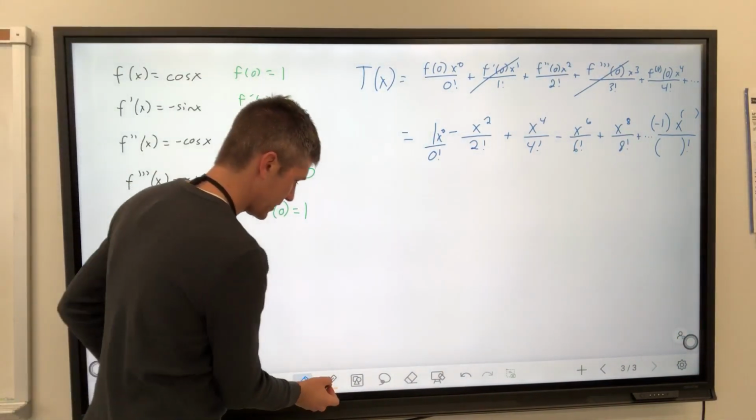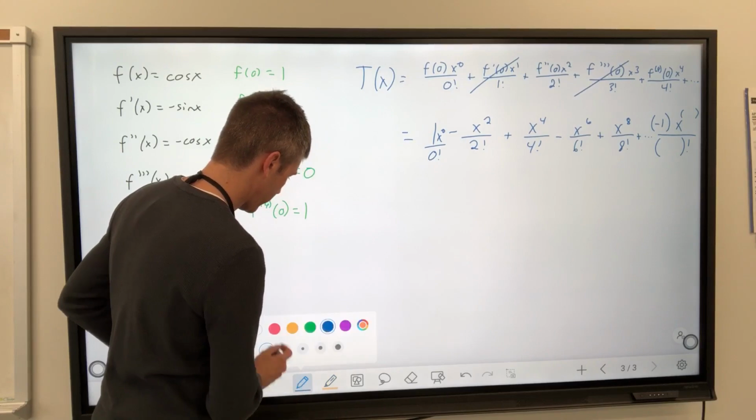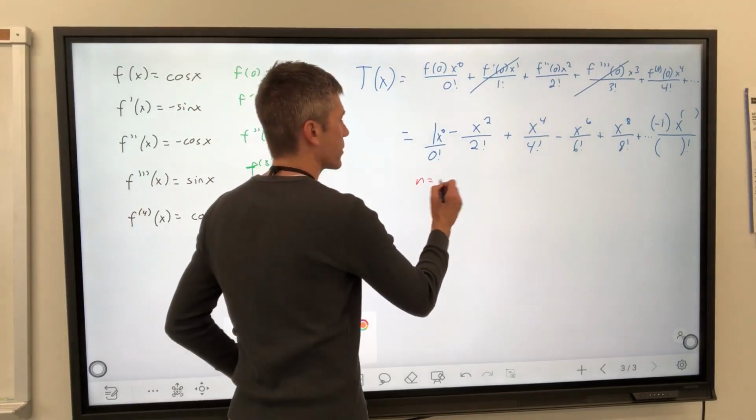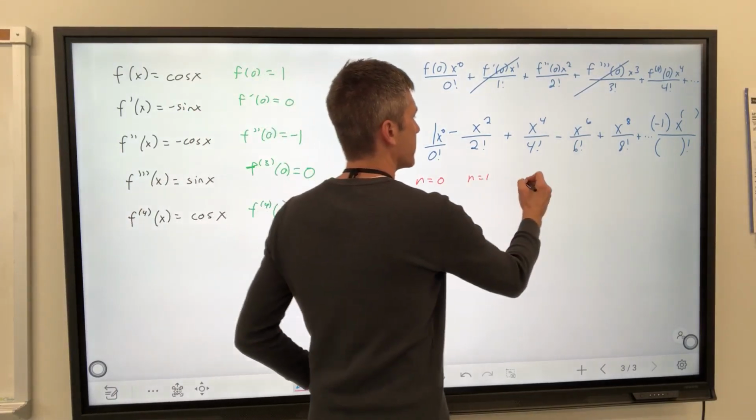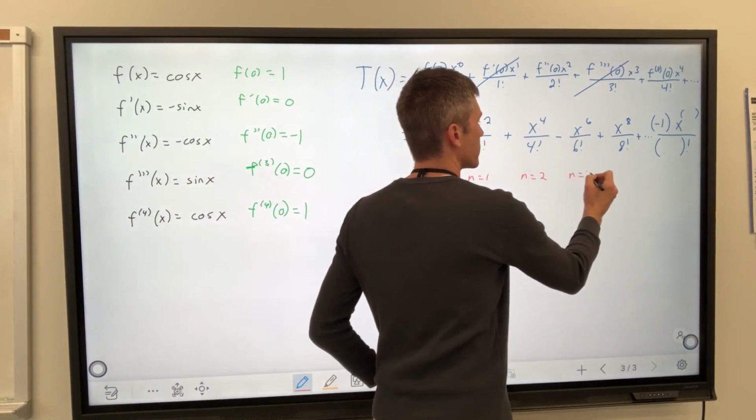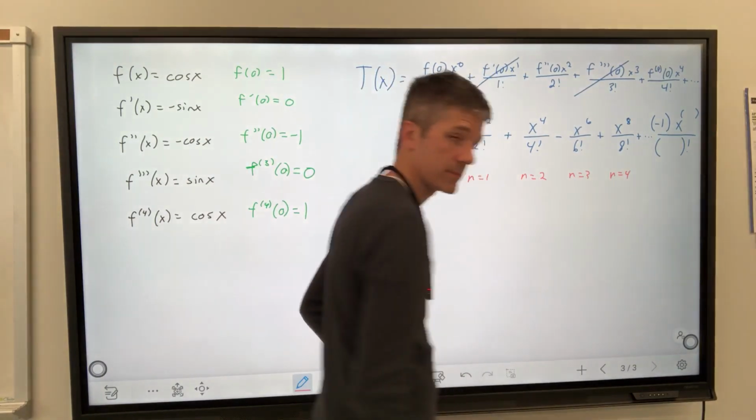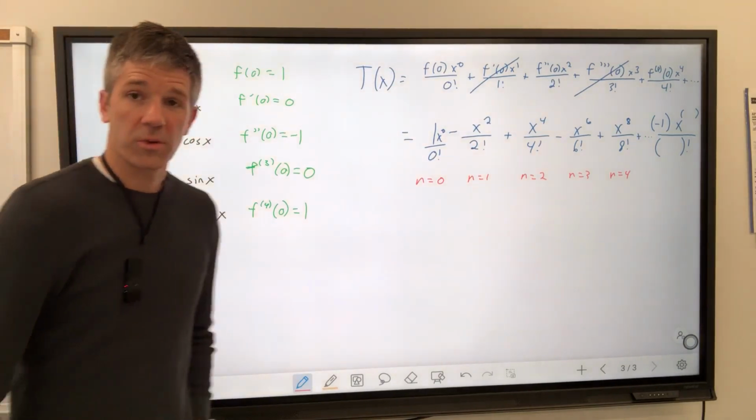First of all, this is not what I want to write with. This is where n equals 0. This is where n equals 1. This is where n equals 2. This is where n equals 3. This is where n equals 4. Okay? We can figure this one out pretty quickly.